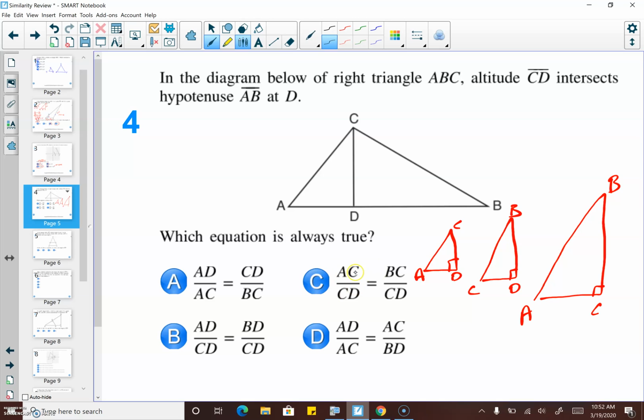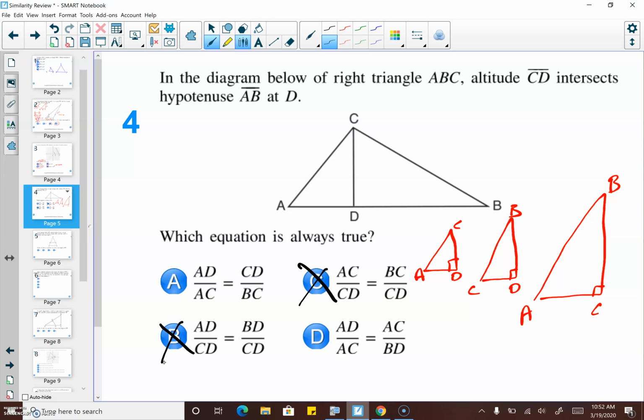So if I go across here to choice C, AC over CD, so hypotenuse over right, equals BC over CD, hypotenuse over bottom. Well, that doesn't match. So then in the bottom here, I have AD over CD, so bottom over right, equals BD over CD, right over bottom. That doesn't match.